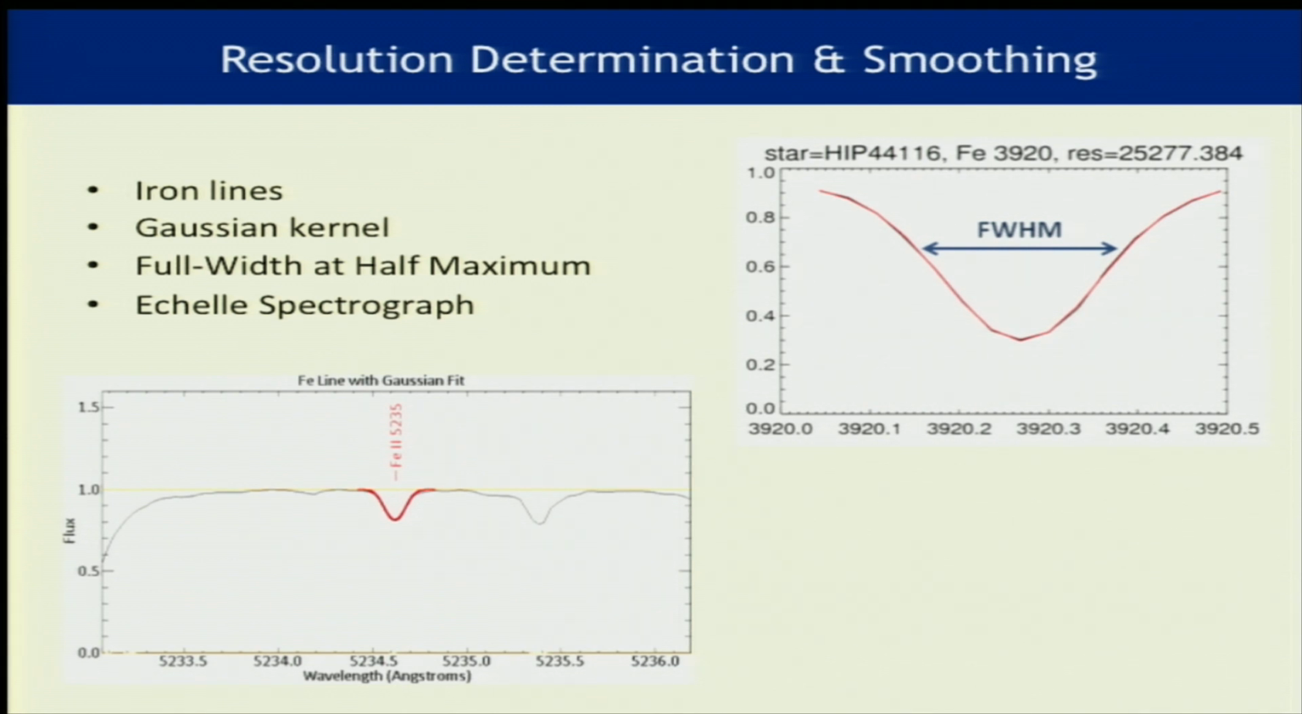And we can convolve it with a Gaussian kernel with a specific resolution to match the synthetic spectra, which is initially noiseless, to the observed spectra, which will inherently have some noise.